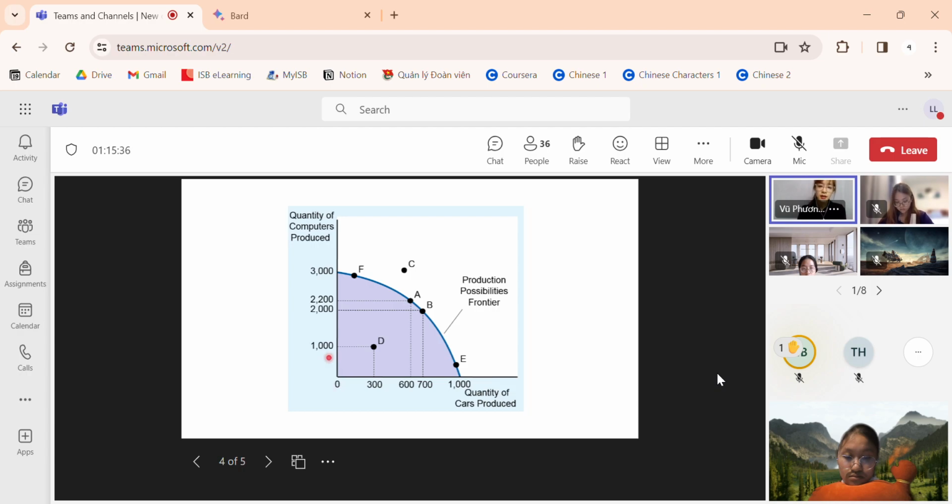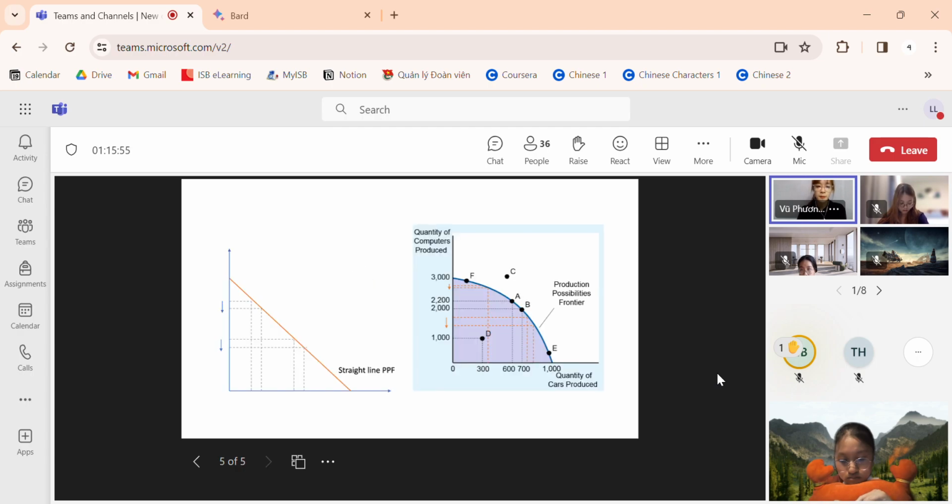But the trade-off could also be the case for a curve which is downward sloping and a straight line, like the figure I presented here. Okay, so what is the difference between a straight line curve and our curve? Like Thảo, I think she mentioned already. Given the straight line curve, you see that, right? If I want to build one more car here, I give up the same amount of computers every time, right? The straight line. See that? You see the arrow here?